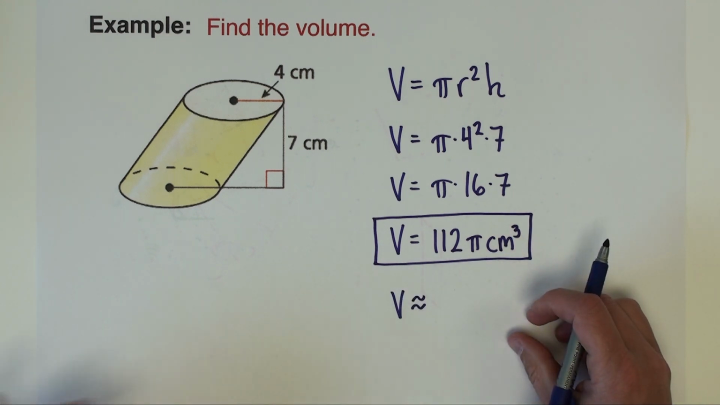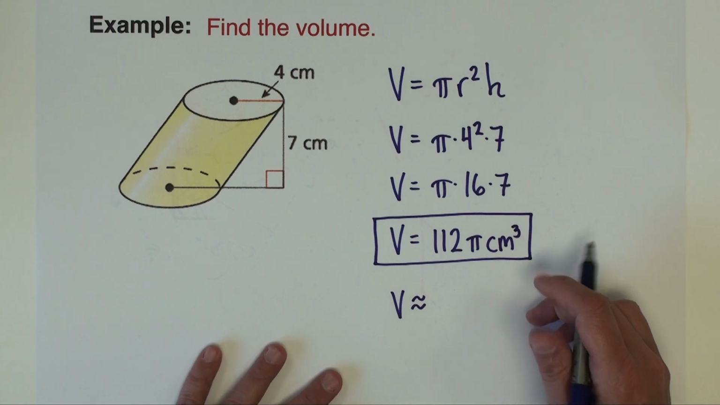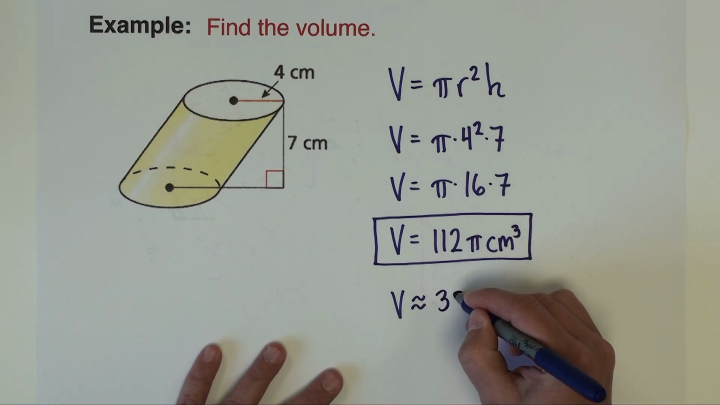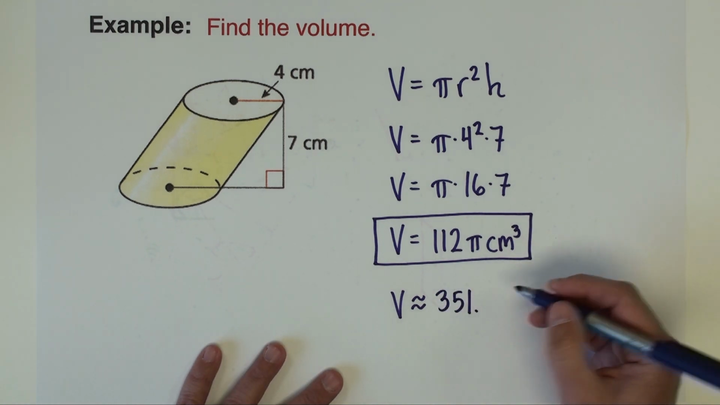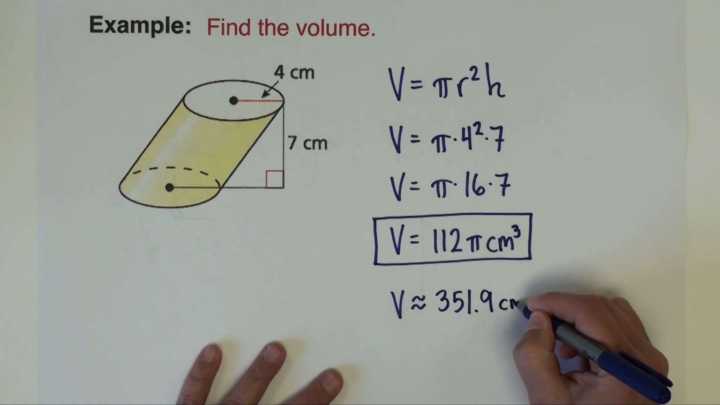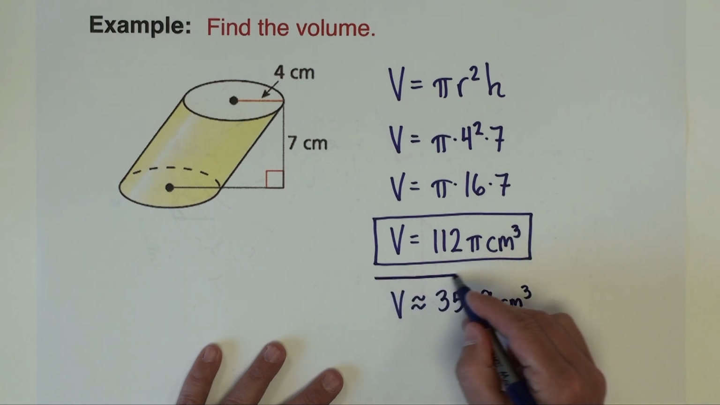If we want it as a decimal, we can type 112 times pi onto our calculator. We get 351.9 centimeters cubed.